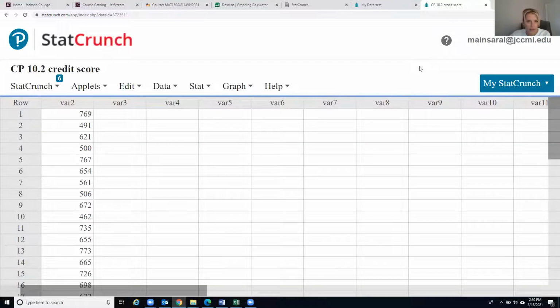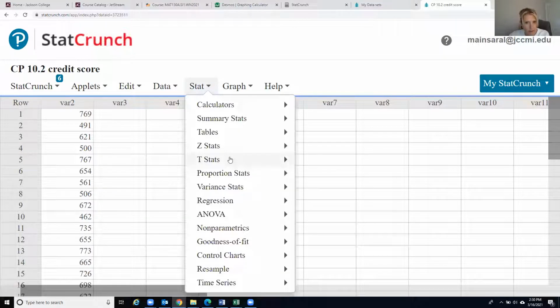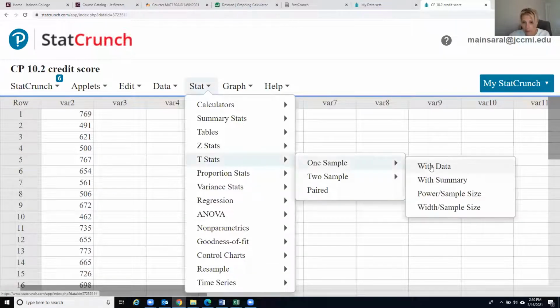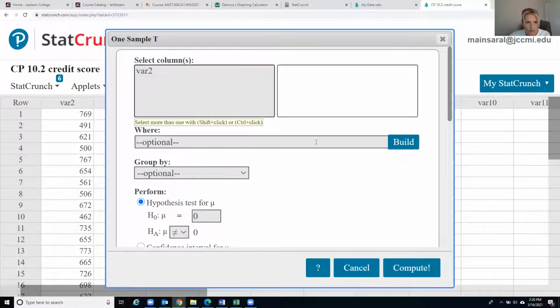Okay, so we are at our data here. It's under bar 2, so we have to remember that. To run our hypothesis test, we're going to go to Stat. And remember, we're choosing T Stats, One Sample, with data. We actually have data we put in, and that data is in bar 2.